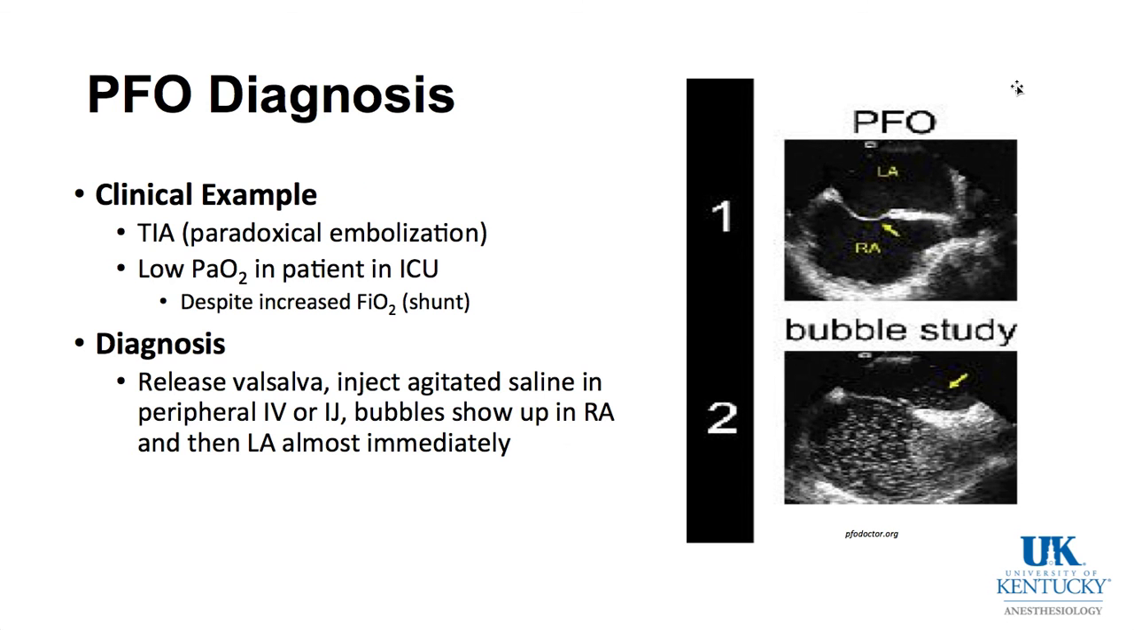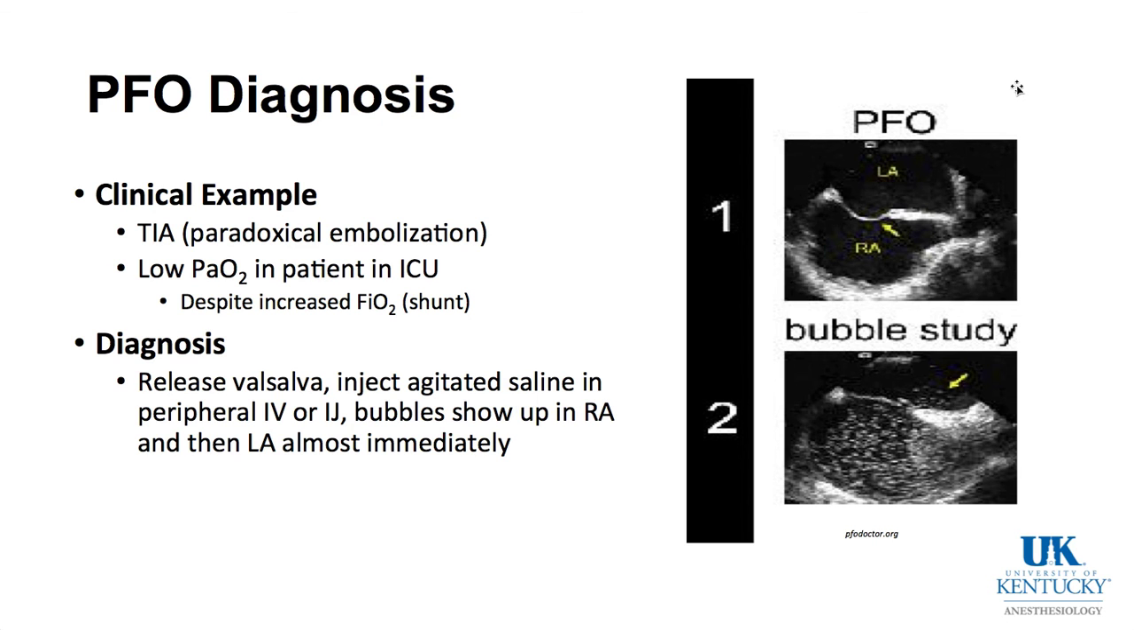Next topic is PFO, or patent foramen ovale diagnosis. Clinical example would be someone who has episodes of transient ischemic attacks or possibly paradoxical embolization, if you believe it is coming from the right side, crossing over to the left side, and then causing the TIA. So paradoxical embolization could be the clinical cause of a transient ischemic attack.